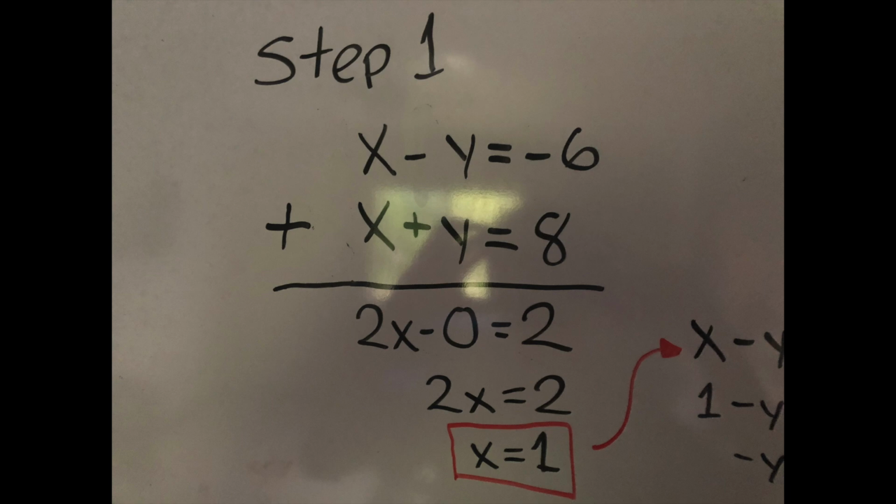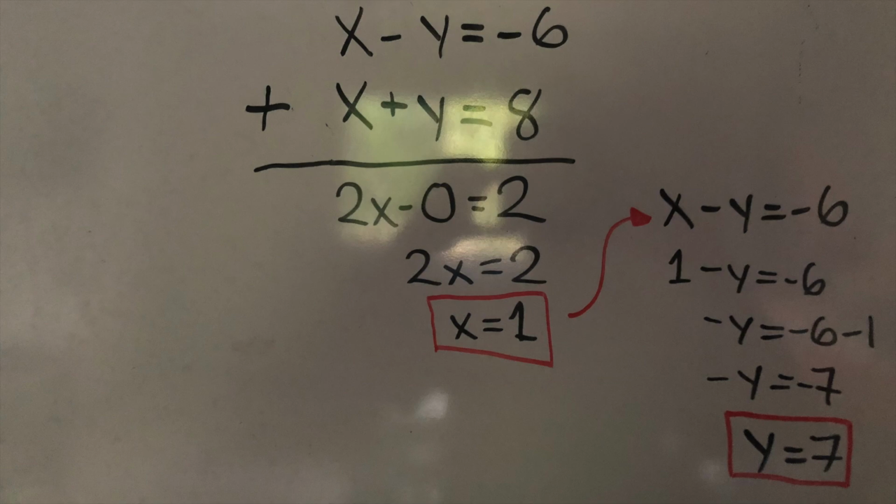Since the x needs to be alone, we have to pass the 2 to the other side, dividing by 2. So we are going to get x equals 1. Now we will replace the x with 1 in the problem. So we're going to have x minus y equals negative 6. So we're going to pass the 1 to the other side, subtracting, and we will get that negative y is equal to negative 7.